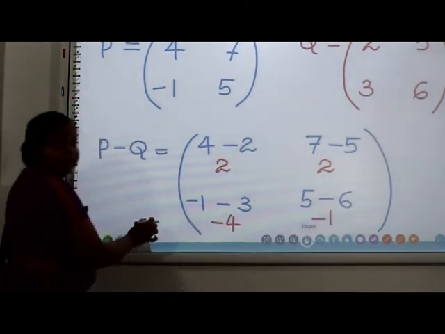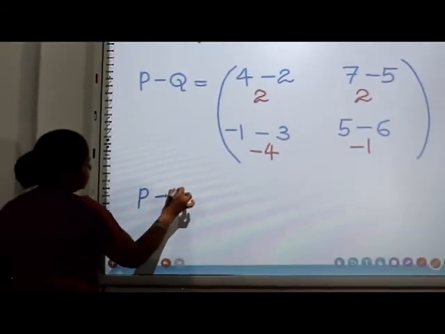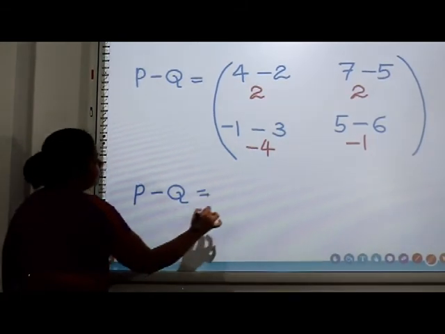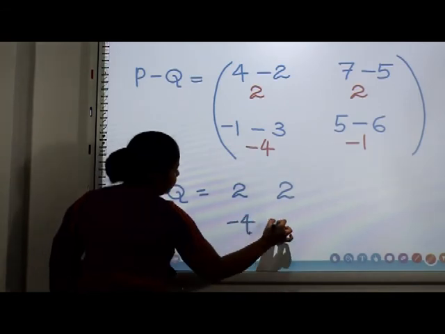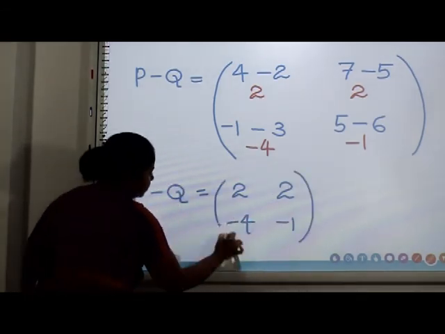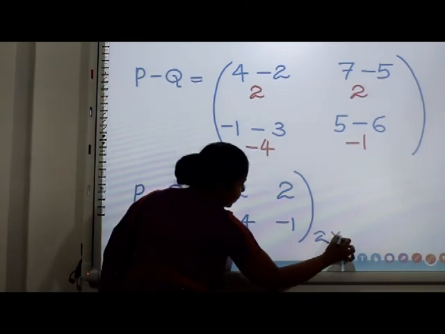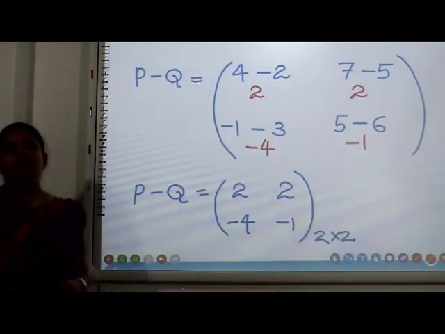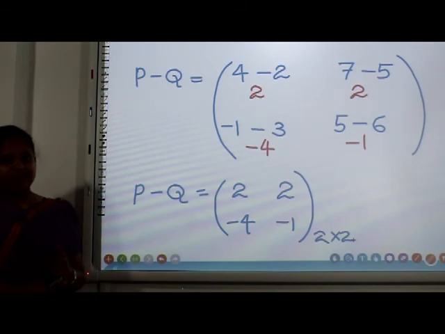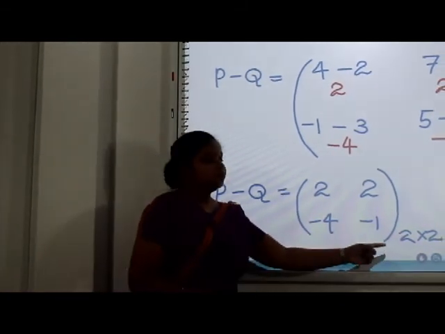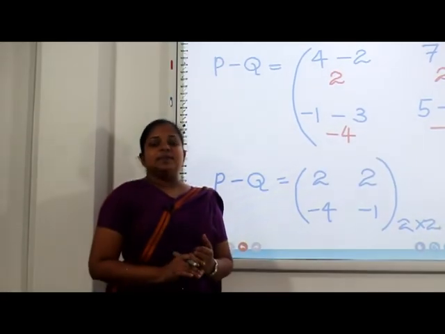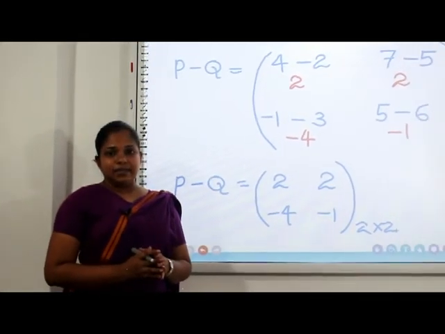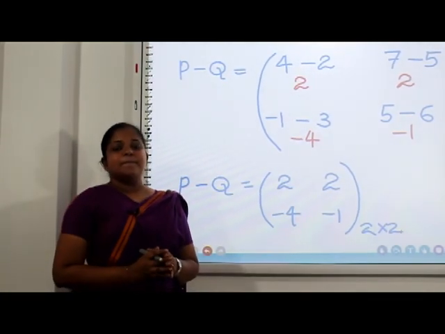Then the answer, the P minus Q matrix, is 2, 2, minus 4, minus 1, and we can write the order 2 by 2. Now if you add 2 by 2 matrices together, you get a 2 by 2 matrix. That means you have to add or subtract the corresponding elements of the given two matrices.